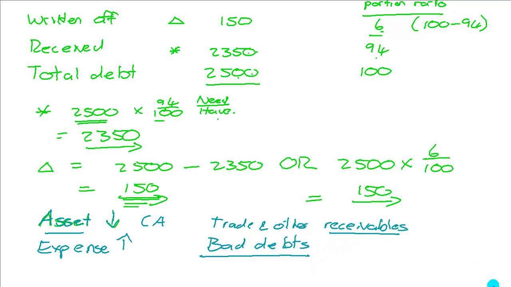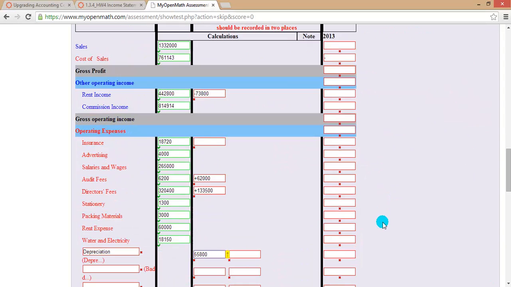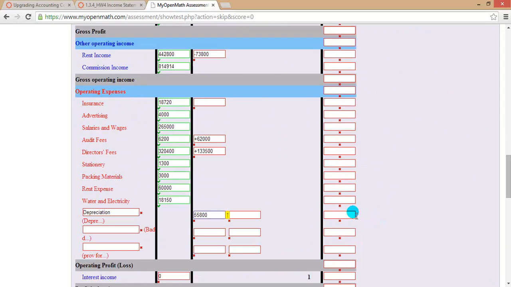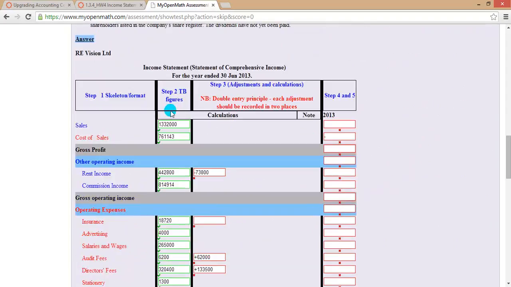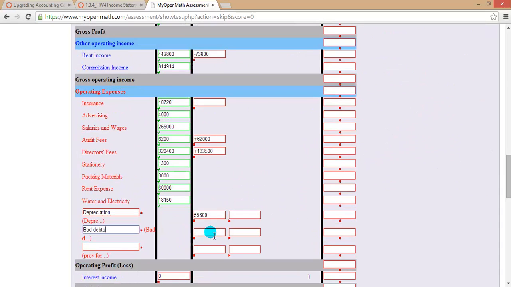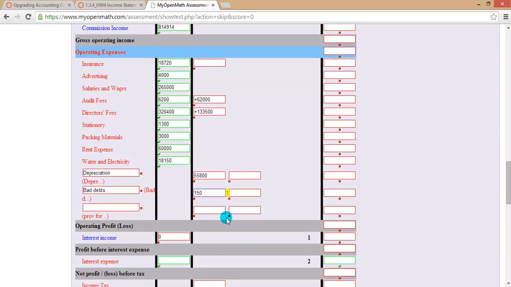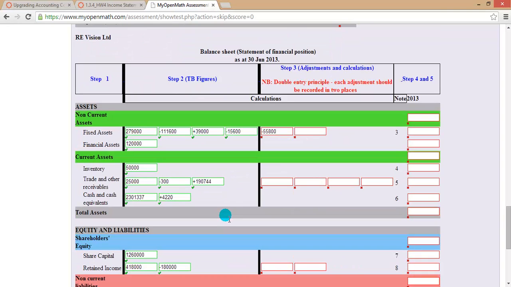Alright, so my trade and other receivables line item is going to decrease, and my bad debts line item is going to increase. So let's go to bad debts. Again, we wouldn't have the bad debts line item because we didn't have that in our pre-adjustment trial balance, so that's not in the skeleton that we originally drew up. But now we've got it here, 150 Rand. Our bad debts increasing by 150, and my current assets is decreasing by 150 Rand because of the debt that I had to write off.